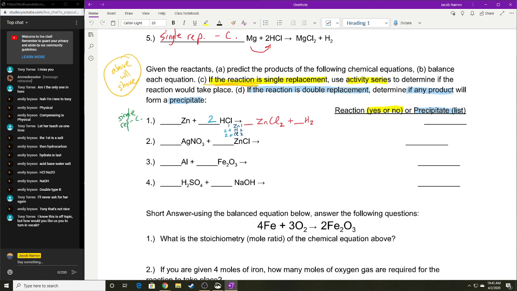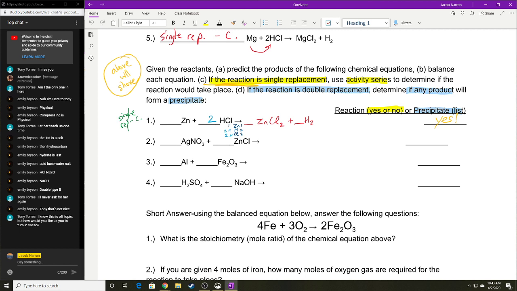So I'm looking at my activity series on here. I've got to flip to it. And I'm looking for zinc. I found it. It says zinc will replace hydrogen from steam, and zinc will also replace hydrogen from acids. So I can see that it is within that range. You'll see there's an arrow there next to replace hydrogen from acids. But zinc is definitely above. So will it happen? Yes, of course it will. Moving on to number 2.